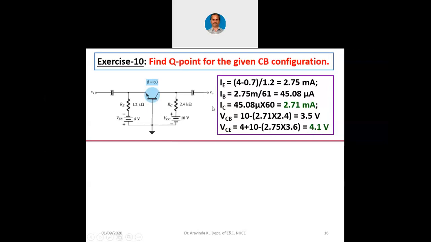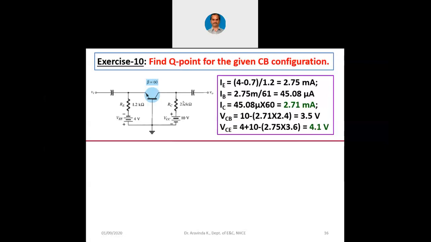So across collector to emitter there is this 4.1 volts, which indicates that the transistor is not in the saturation region, it is operating in the active region. Okay, that is how this analysis is proved.